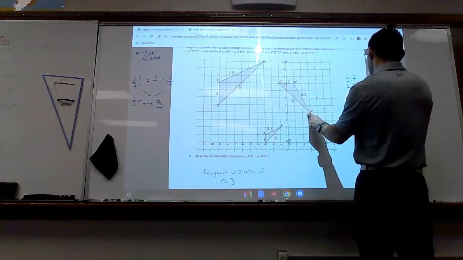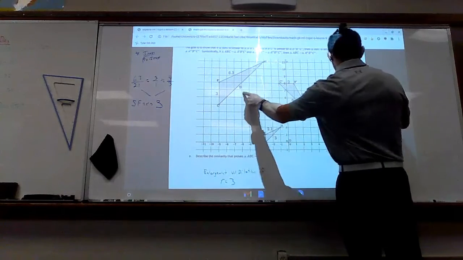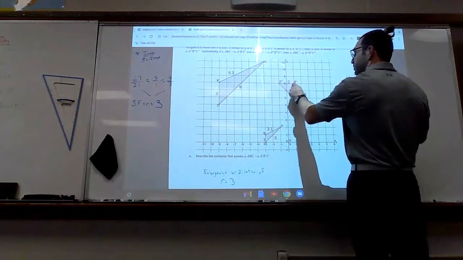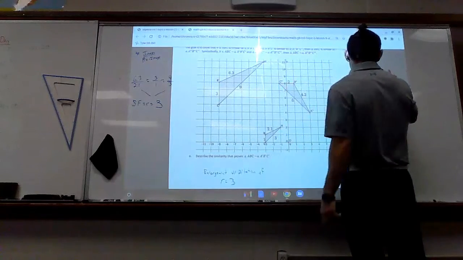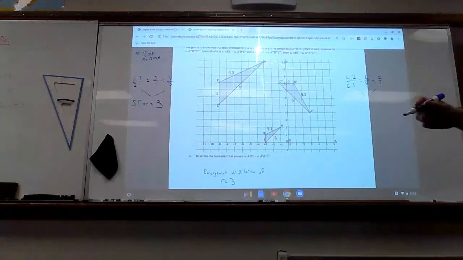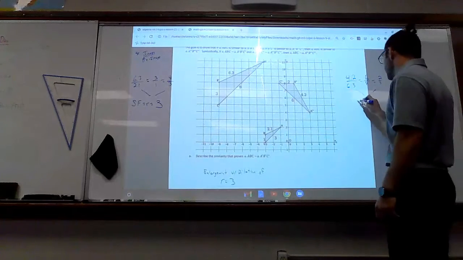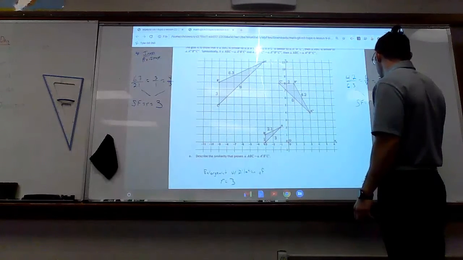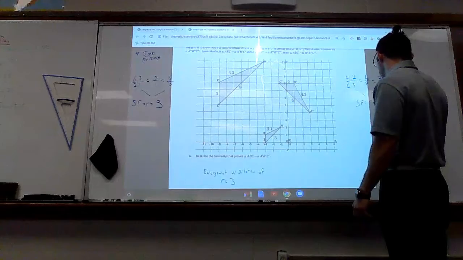So now A6 divided by AC, which is 9. And BC is 2. BC is 3. Okay, get your calculators. 4 and 2/10 divided by 6 and 3/10. All of those will divide and give me a scale factor, which we call R, is 2/3.